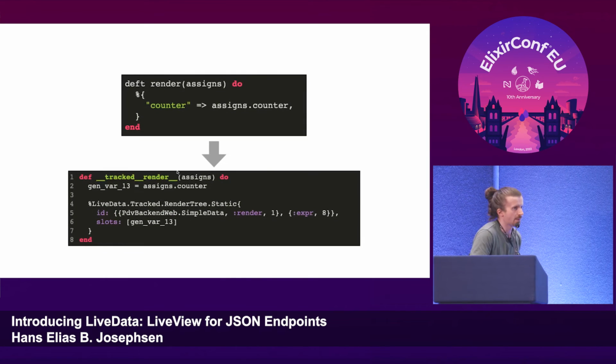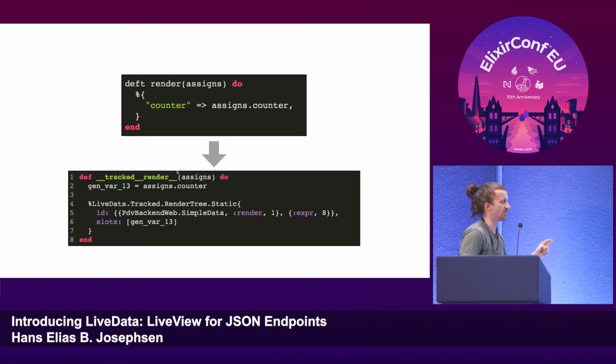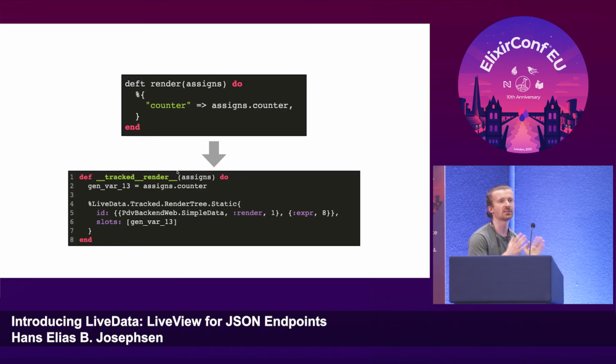And then the interesting part, I think, is the tracked function itself. What it does is it transforms it from how it would be above, pulling out the static parts of the data structure and putting the dynamic ones into the list of slots. So at that point, the LiveData runtime implementation can just take those slots and handle those directly. And it knows which template it refers to due to the ID there.